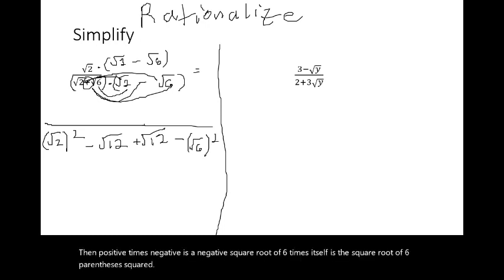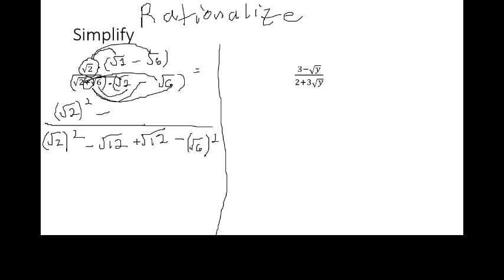Then let's distribute the numerator. I'm going to take this square root of 2 and distribute it. So square root of 2 times square root of 2 is the square root of 2 squared. And then square root of 2 times negative square root of 6 is minus square root of 12.